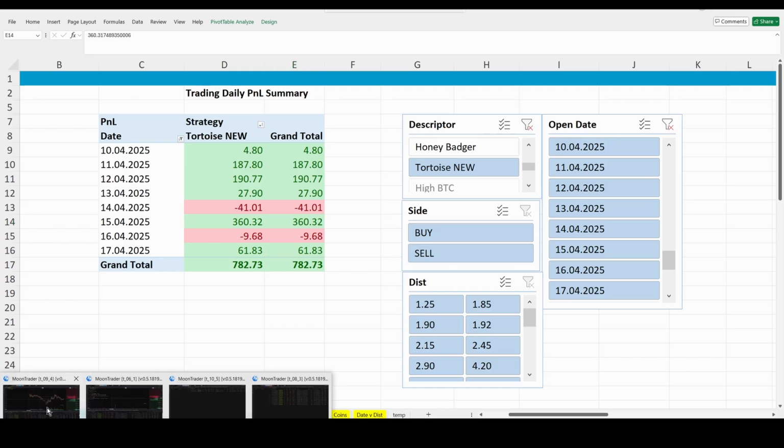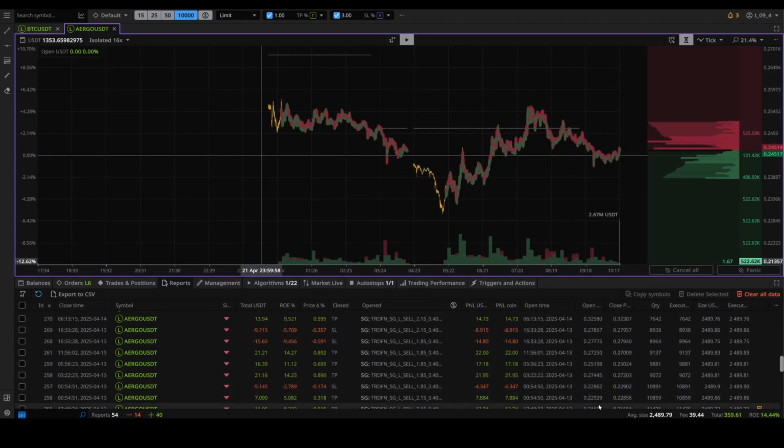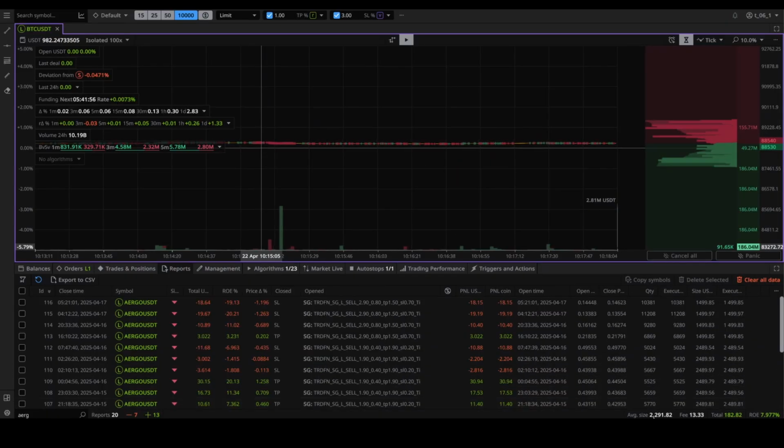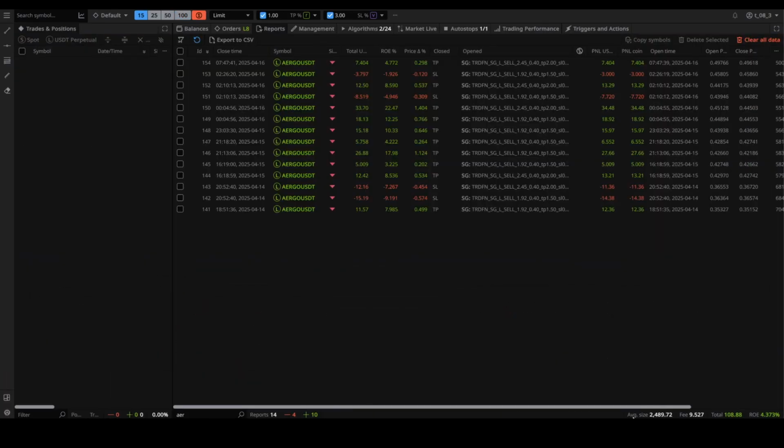How big of order sizes are we talking about? Well, let's look here. 2.5K per order on average. On this account, 2.3K. And on this account, it's again 2.5K. And as you can see, I have filtered it all for this one coin, AERGO, or whatever you want to pronounce it. I don't know, I just say AERGO. And it brought in most of those profits.